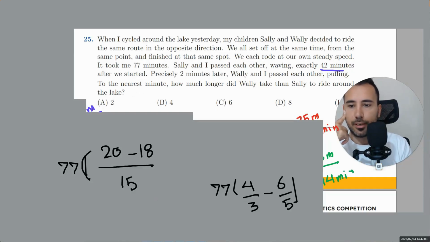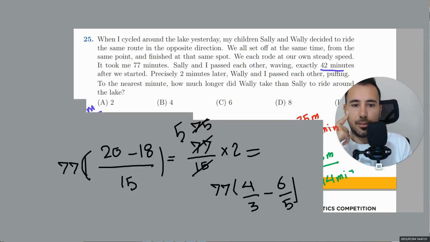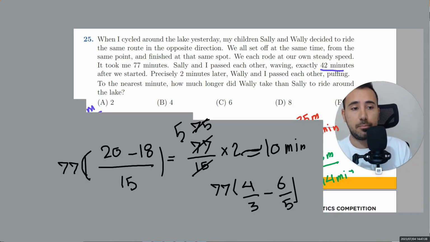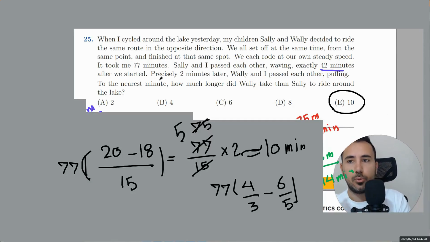To the nearest minute, we have to round it. I was just wondering why isn't the perfect number. So it will be 77 over 15 multiplied by 2. To round it, I'll make this one, turn it into 75. This would be 1. This would be 5. So almost 10 minutes. The right answer is approximately more than 10 minutes. When you round it, it becomes 10 minutes. So question 25 is E.